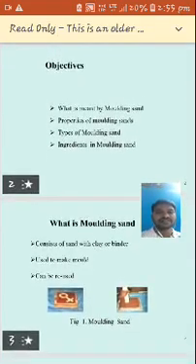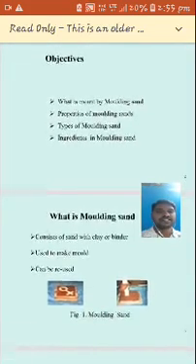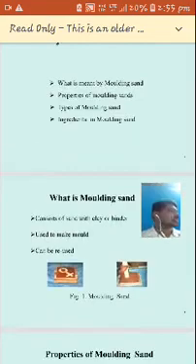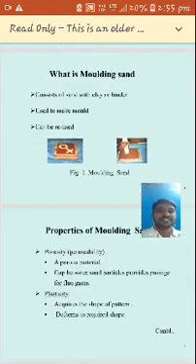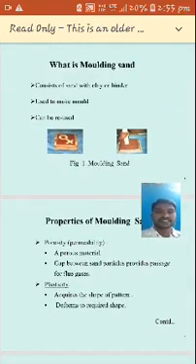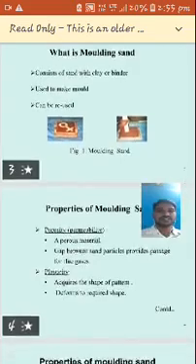Today we are going to discuss what is meant by molding sand, properties of molding sand, types of molding sand, and ingredients in molding sand. So what is molding sand? It consists of sand with clay or binders, used to make a mold, so it can be reused.